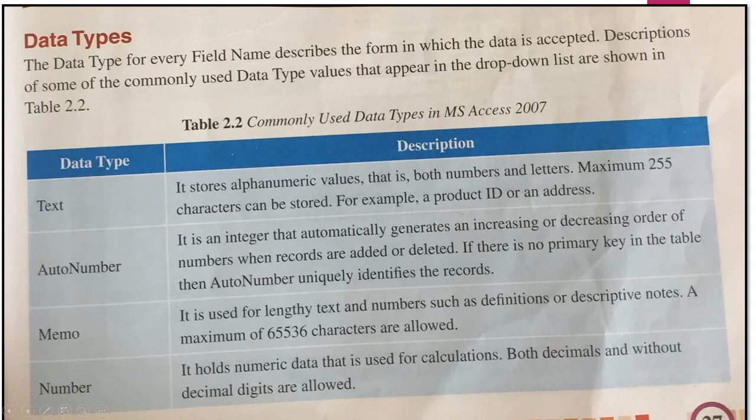Next is memo. Memo is used for lengthy text and numbers, such as definitions or descriptive notes. A maximum of 65,536 characters are allowed. So if you have a story that you want to type in MS Access, a very large number of characters, you need to use the memo data type.